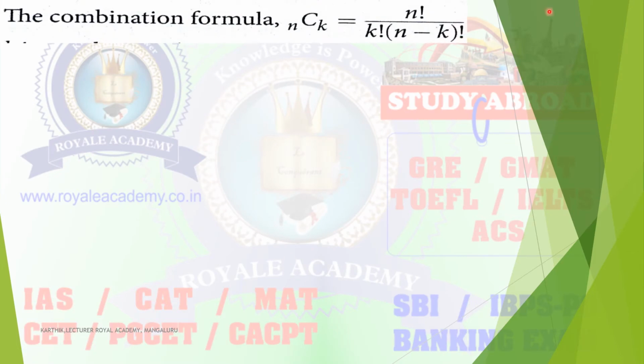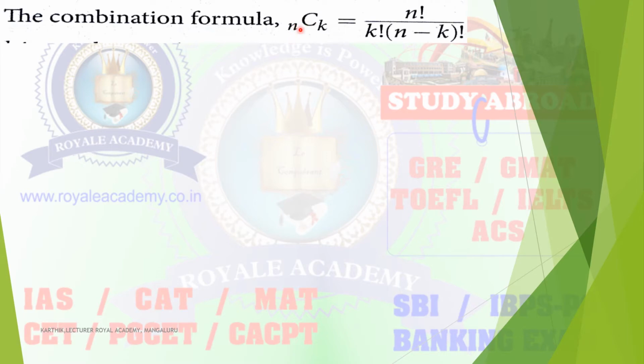Next, permutation and combination. Combination: suppose there are 2 wires of red color, 3 wires of green color and 4 wires of black color. Different types of wire are there and you have to combine them together. In that case, you have to use the combination formula.